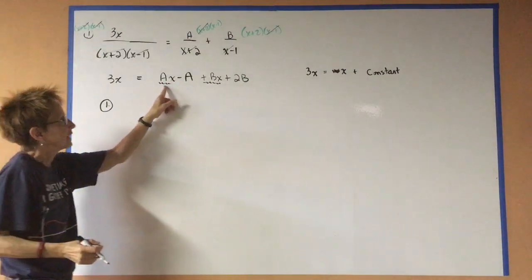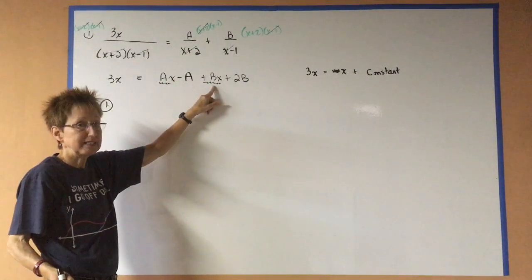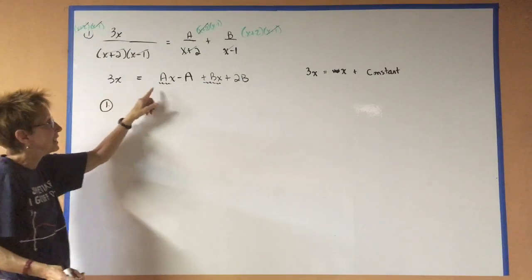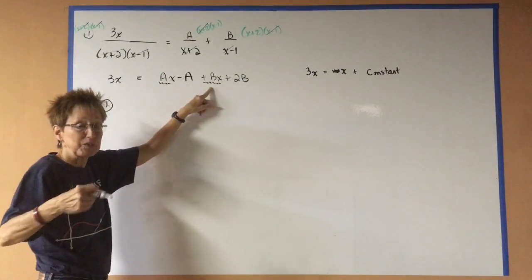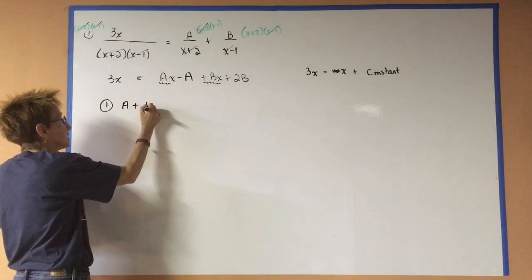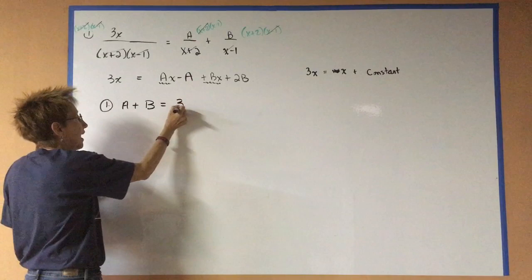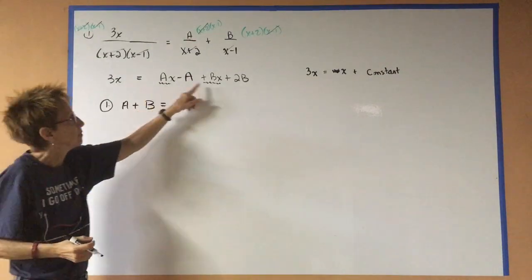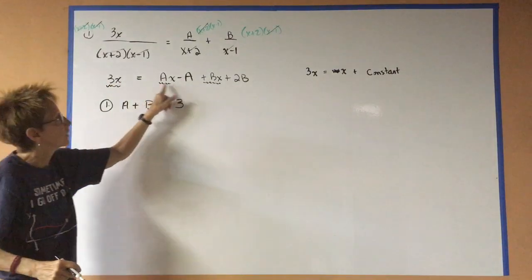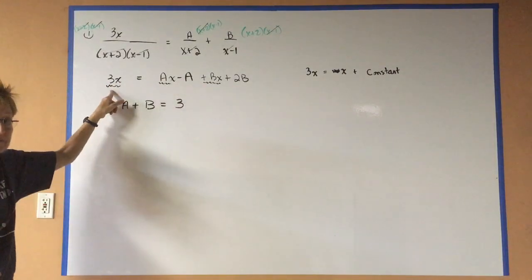And basically, if I add ax plus bx, I would have to get how much x? I'd have to get 3, right? Which means the a and the b, when you add them, need to give you 3. So I'm going to pull off coefficients and say a plus b has to equal 3. So I'm pulling off the coefficients and equating them.